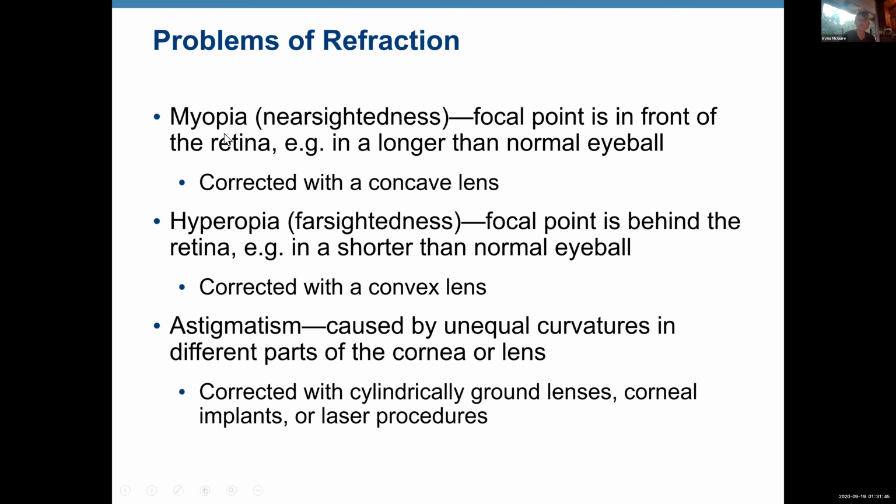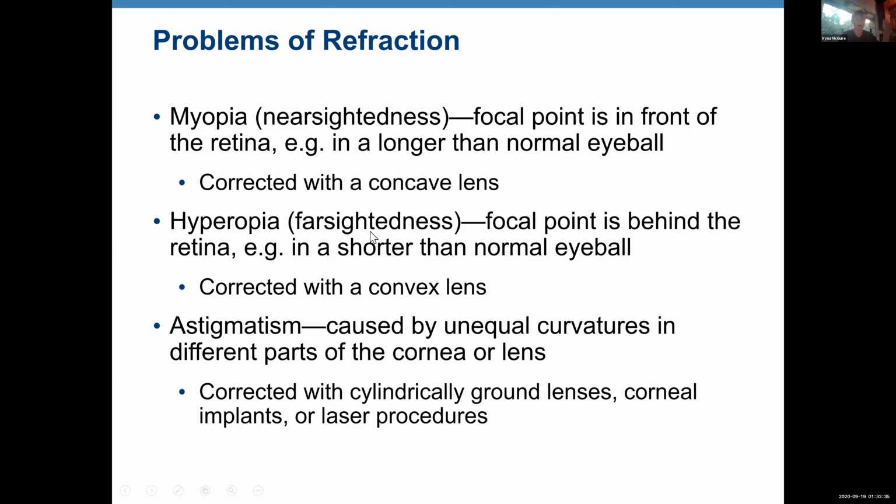Problems with refraction. Myopia is nearsightedness, when the focal point is in front of the retina. You're focusing in front of the retina. Most of the time this is because the eyeball is longer than normal. It also can be because of a problem in the curvature of the cornea, or maybe some problem with the lens, but most often if somebody is born with myopia, the eyeball is longer than normal and the image focuses in front of the retina. It can be corrected with concave lenses.